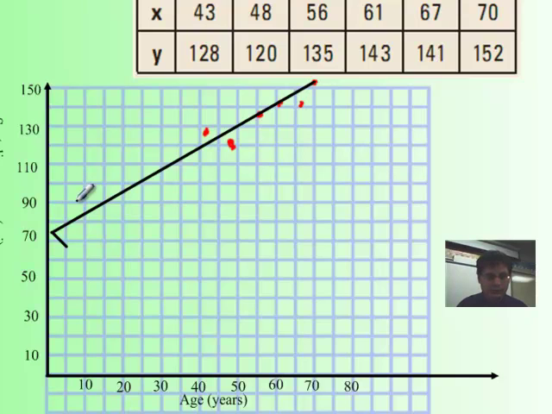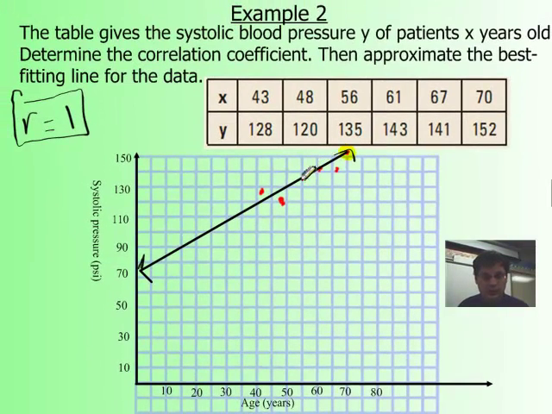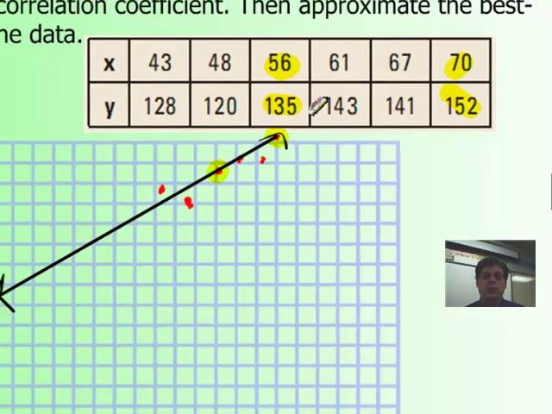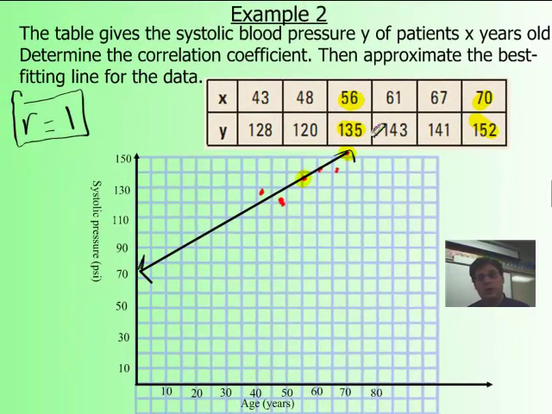I'm going to put in my arrow. The points that I'm going through, it's important that I pick 2 points that are the furthest distance apart on my line that I drew. So that would be this point and this point. That means we're going to use the point 70, 152, and it looks like the other point is going to be 56, 135. So this one. And we're going to use those 2 points to come up with the equation for our best fitting line. And then we'll see how we did compared to what the calculator is.